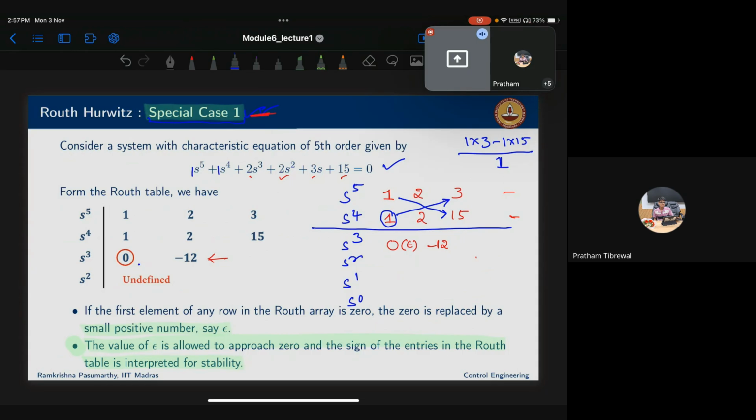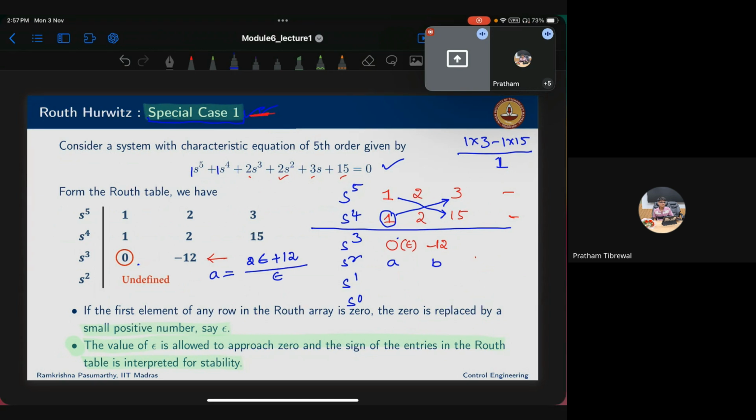Can you tell me? Let me write this one as A. So what is the A? It would be 2 epsilon, minus epsilon, plus 12 divided by epsilon. Yes, so 2 epsilon plus 12 upon epsilon. Let's say this is B. What is B? Tell me.